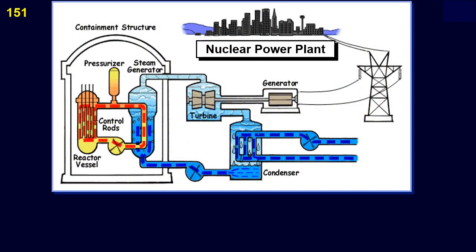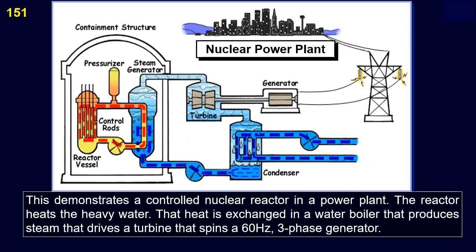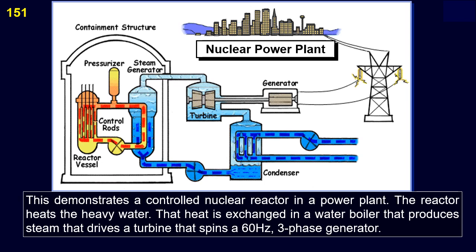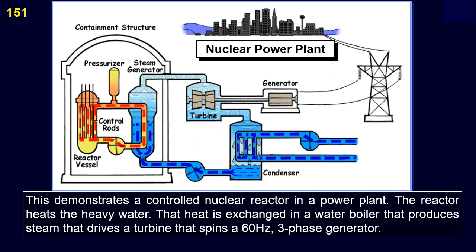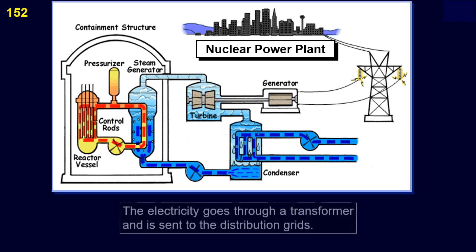This demonstrates a controlled nuclear reactor in a power plant. The reactor heats the heavy water. That heat is exchanged in a water boiler that produces steam that drives a turbine that spins a 60 Hz, three-phase generator. The electricity goes through a transformer and is sent to the distribution grids.